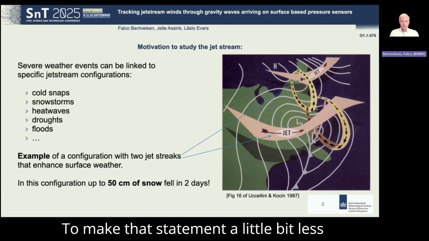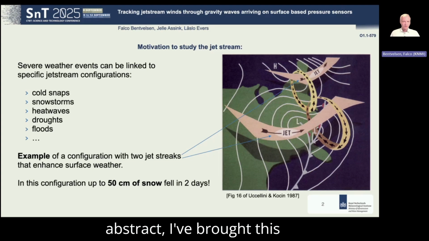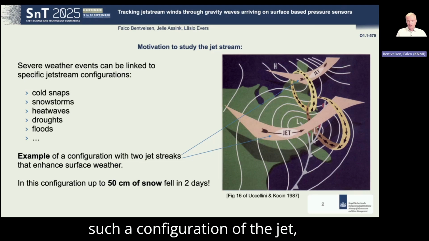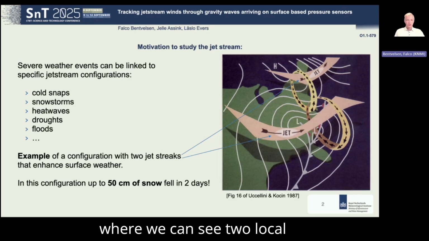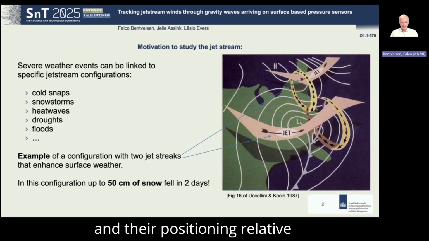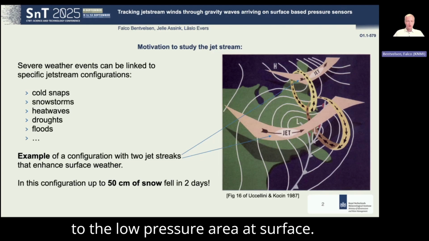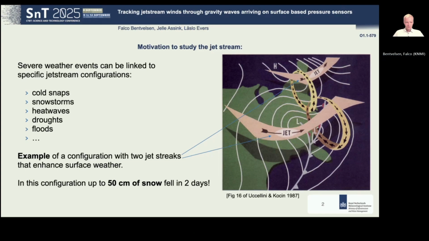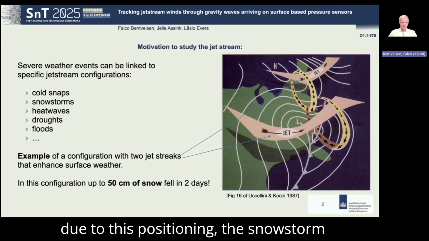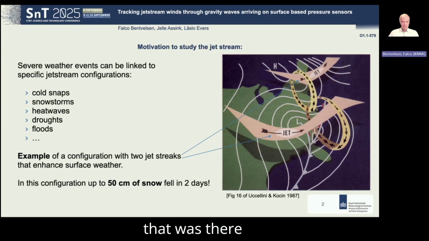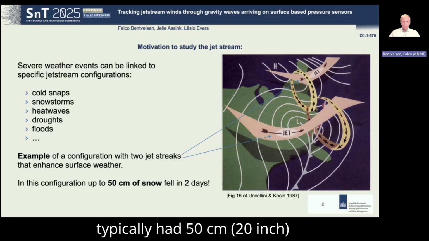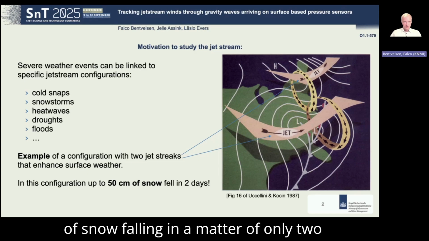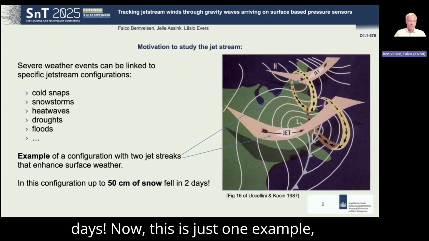To make that statement a little bit less abstract, I've brought this illustration of such a configuration of the jet, where we can see two local maxima called jet streaks and their positioning relative to the low pressure area at the surface. So in this case, due to this positioning, the snowstorm that was there typically had 50 of snow falling in a matter of only 2 days.